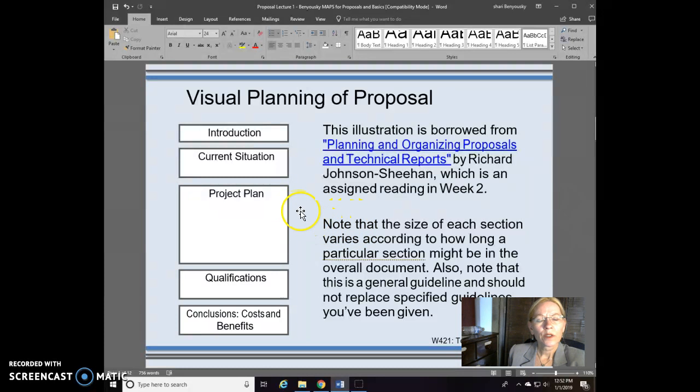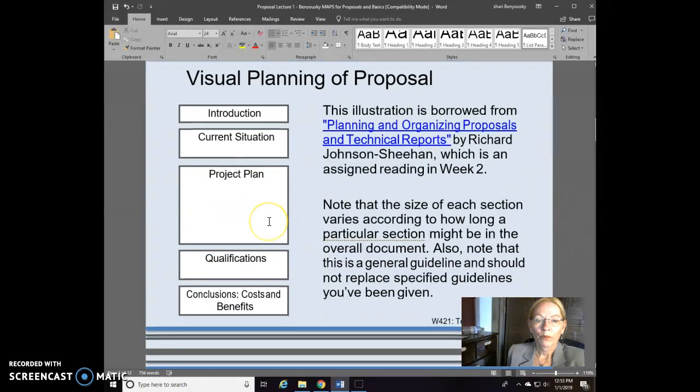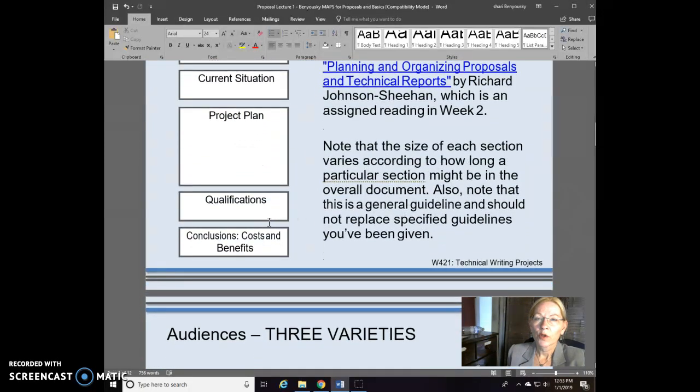So let's look at this. The introduction obviously is your shortest section. We'll talk a little bit more about that in a future lecture. The current situation is what's happening right now that we need to talk about this proposal. The project plan is obviously your largest chunk, which talks about the specifics. Nobody's going to read that unless they've already read the other parts and looked at your costs and benefits, probably. This part will be important, and it'll explain what you're going to do, and it's usually in the middle.